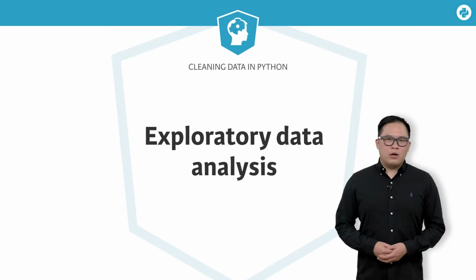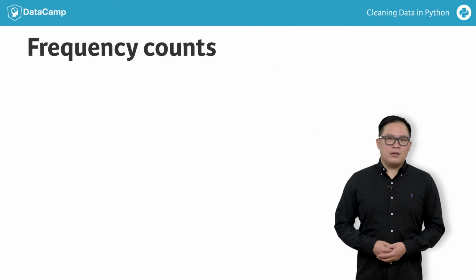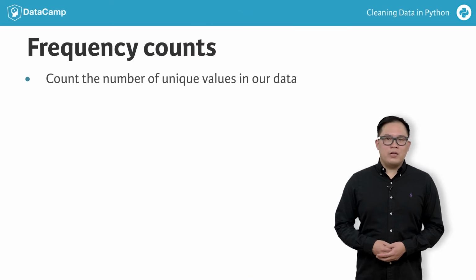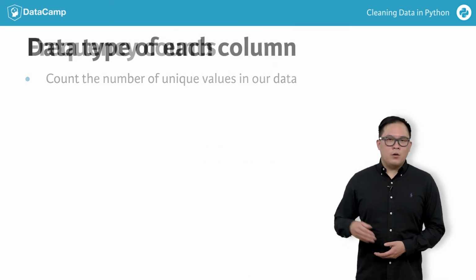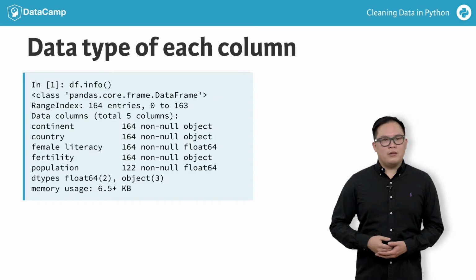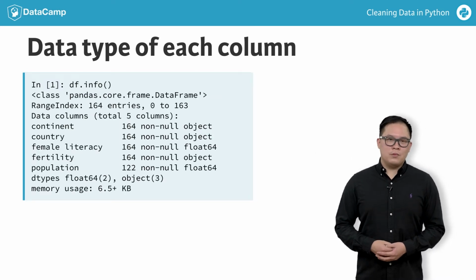In this video, I will show you how we can use exploratory data analysis to help identify data that need further investigation. The most basic analysis we can do is count the unique values in our data. We can use the info method to get the data type of each column. Here, I will show you the frequency counts for the non-numeric continent, country, and fertility columns, and the numeric population column.